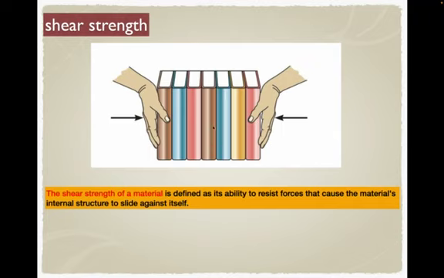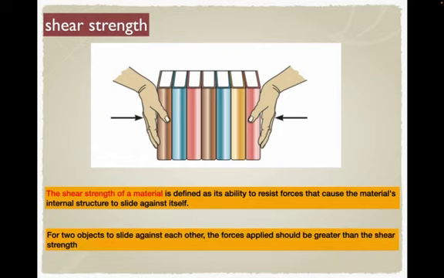If you do the same experiment, but instead of a light textbook you have a very heavy textbook, because of gravity the force from this textbook is higher than the shear strength, so the textbook will fall down, and we call that sliding against each other, because it overcomes the shear strength of the material. So for two objects to slide against each other, the force applied on the object should be greater than the shear strength.